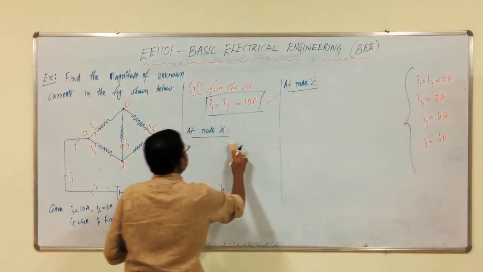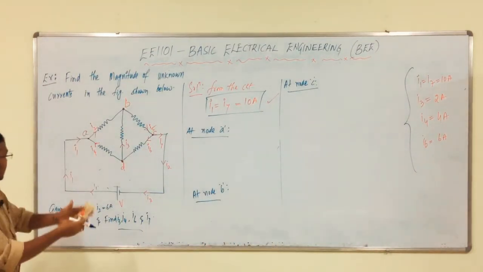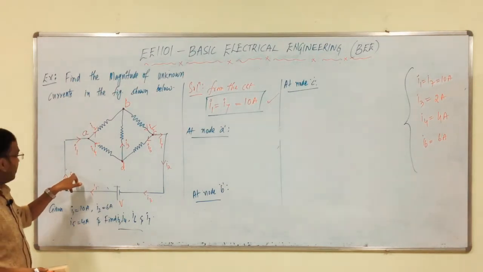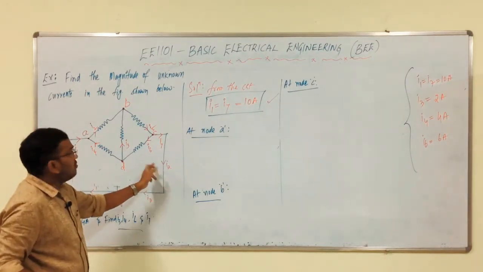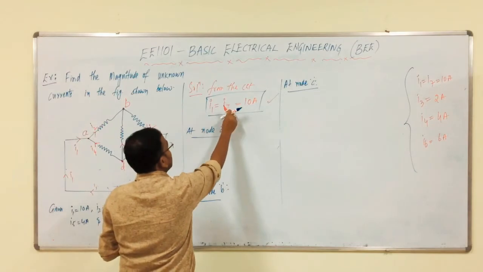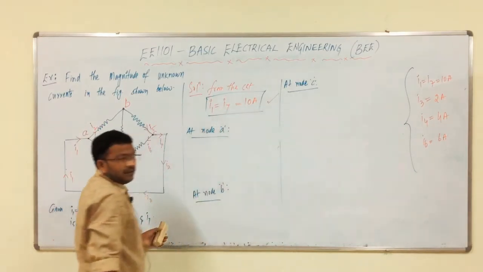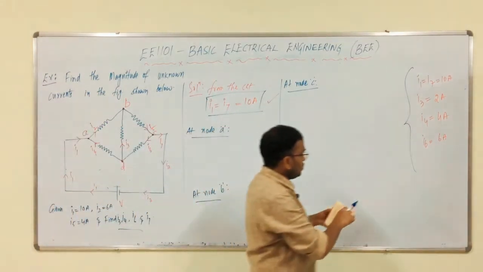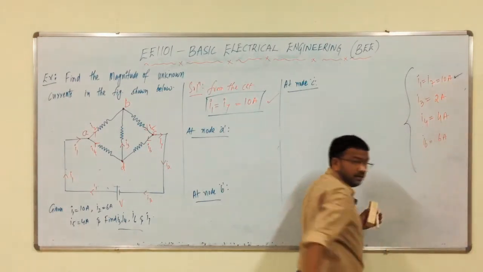Listen. Again, whatever may be the circuit, the incoming current is I1, outgoing current is I7. Obviously, in any case I1 equals I7 equals 10 amps, clear. So, from this I7 equals 10 amps, satisfied.